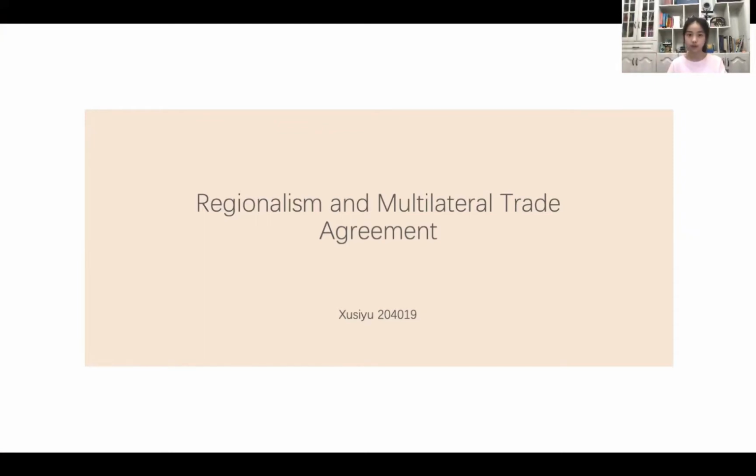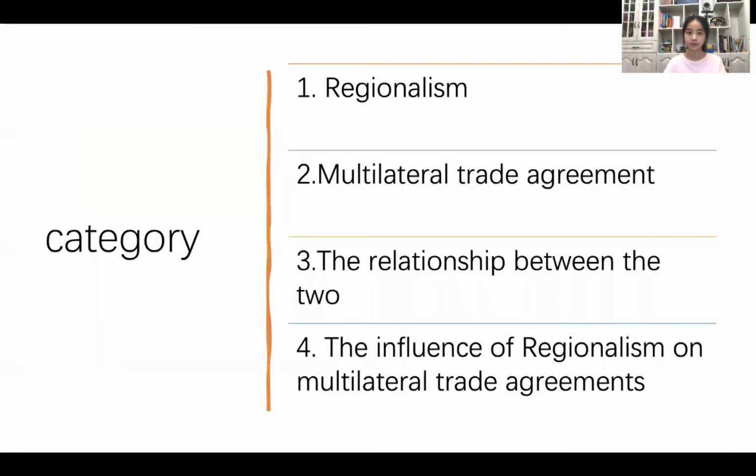Today I'm going to introduce regionalism and multilateral trade agreements. This is the outline of the presentation.